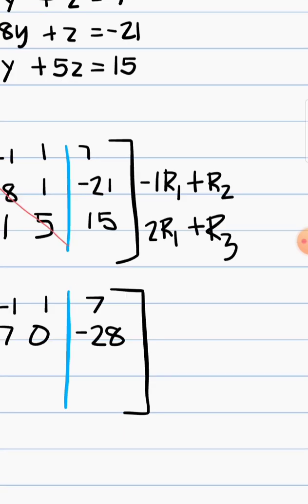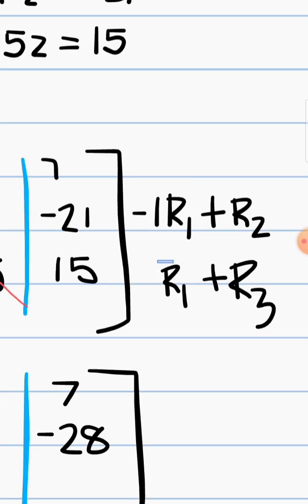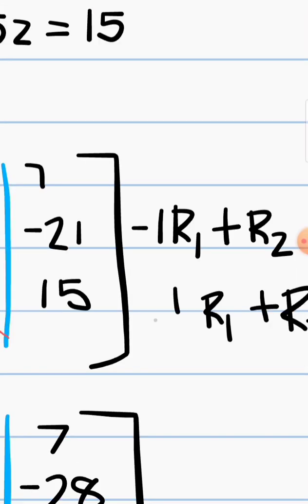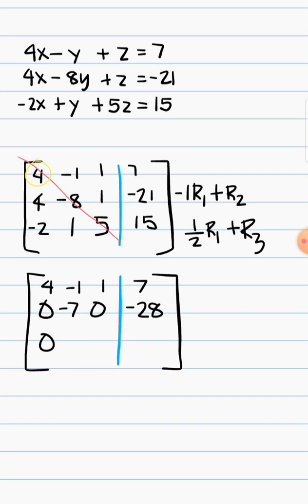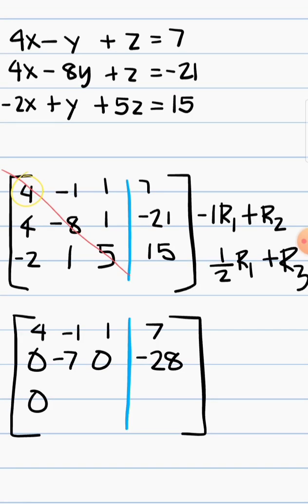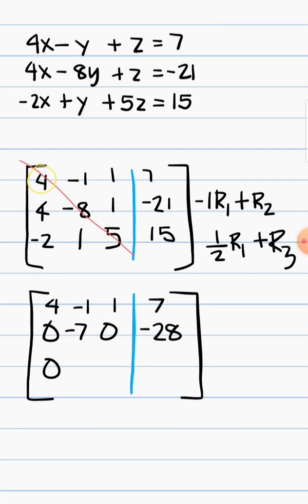Or, I'm sorry, but this should be 1/2 dapat. Sorry. 1/2 times row 1, because 4 times 1/2 is 2. And then plus negative 2, so that becomes 0. Sorry for that. Then, 1/2 times negative 1 is just negative 1/2 plus 1.